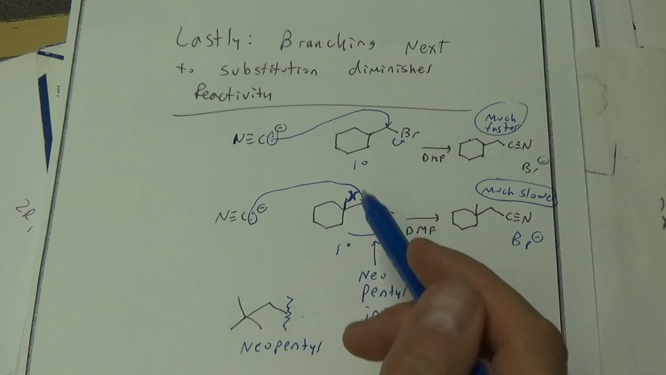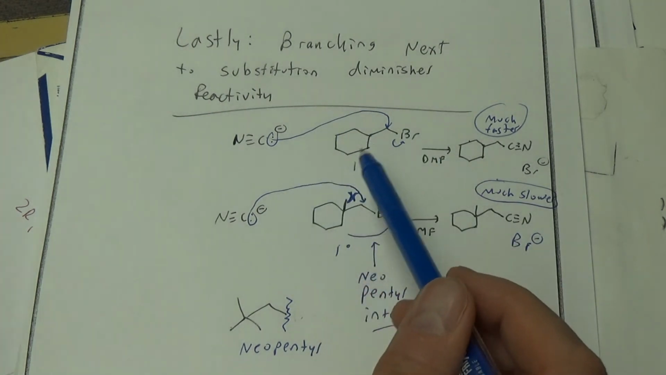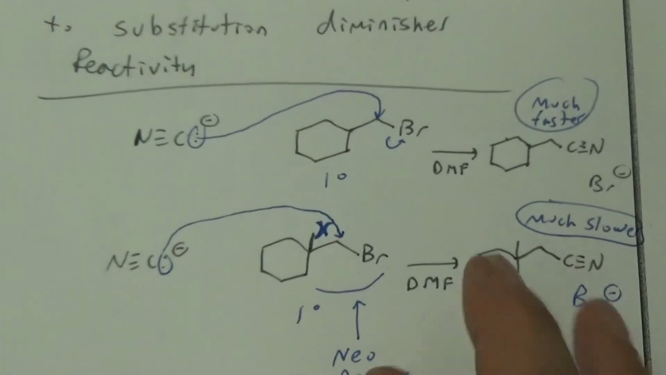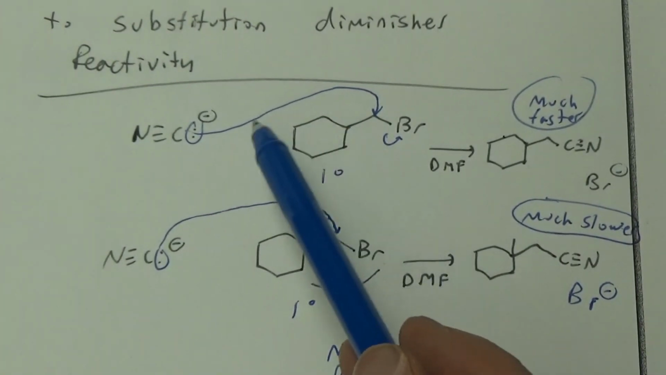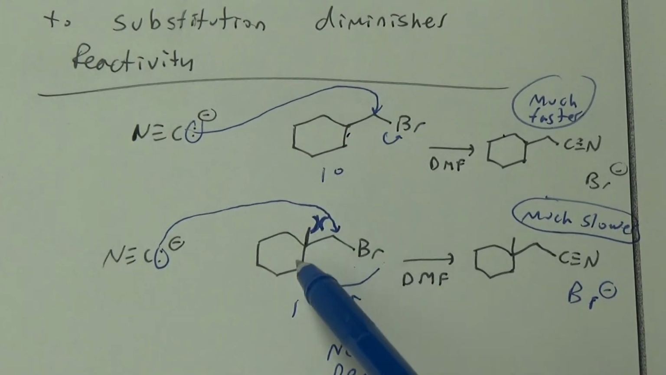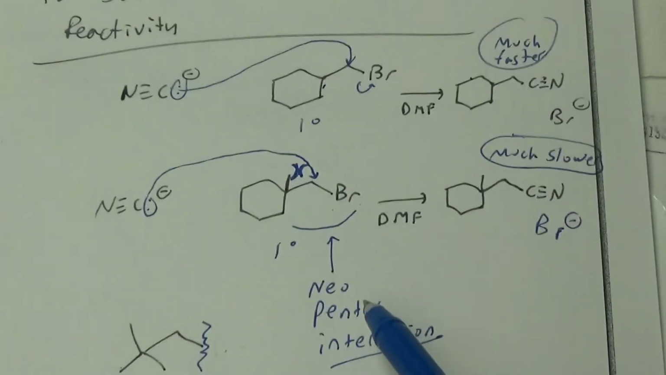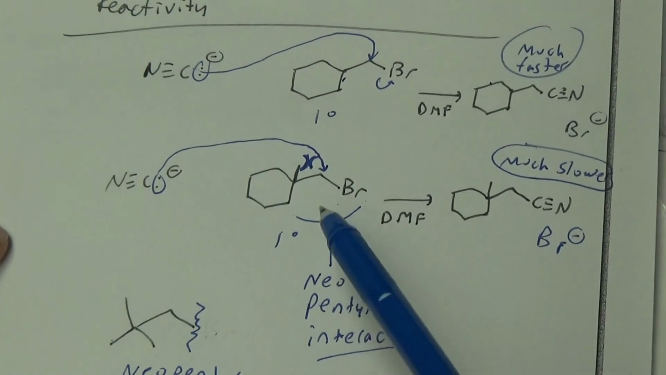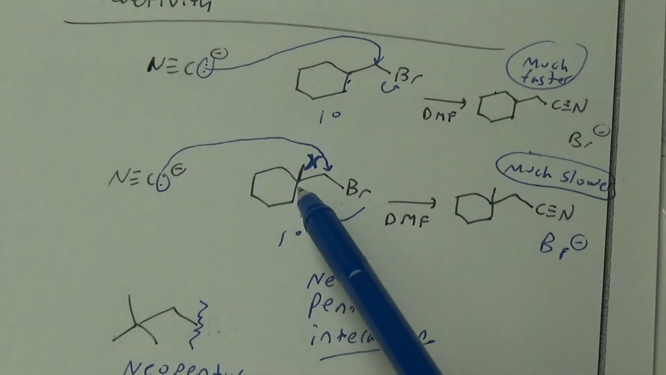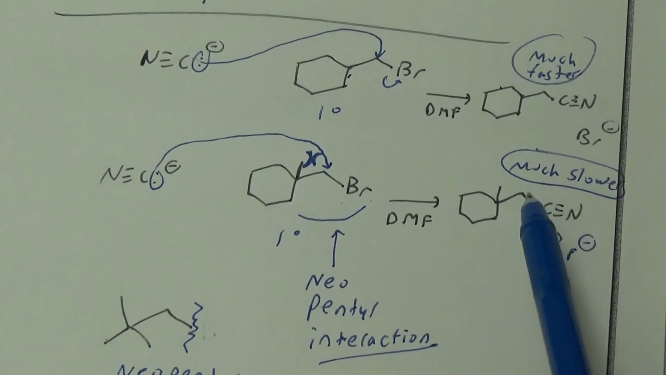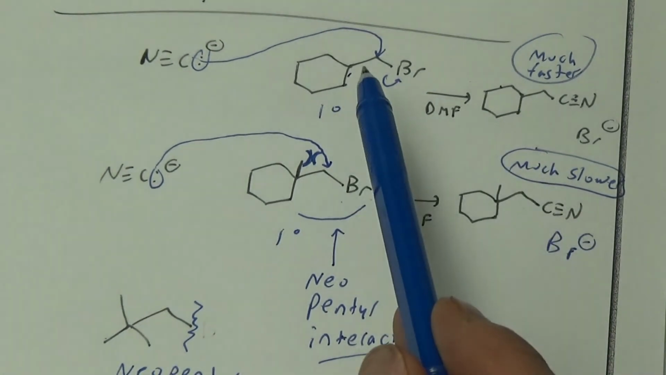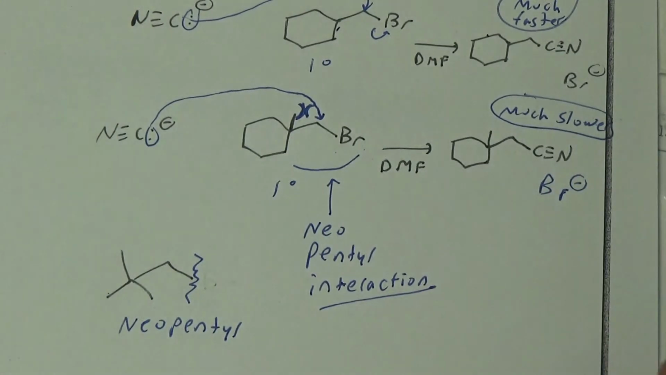Alright, so that's the last topic from Chapter 6. Kind of the idea of neighboring branching affecting an SN2 reaction, and this idea of what we call a Neopentyl interaction, which is extensive branching next door that diminishes reactivity. So it's much slower than like this top example. Okay, so on to Chapter 7.